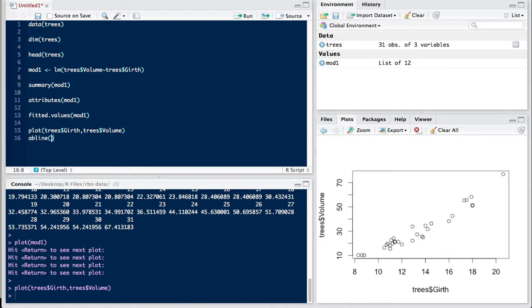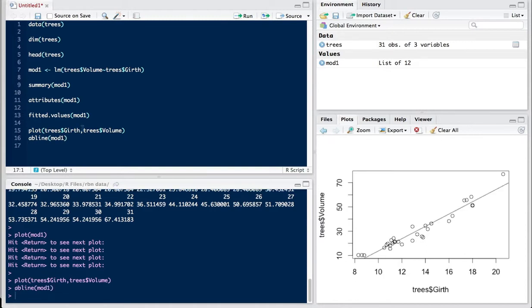Since I have that embodied in my mod1 object, I can just call the abline function, and there's my regression line. So you can see from this plot that the regression is pretty good, as you would expect with such a high R-squared value. A few points are a little bit off the line, but by and large this is a very good regression.